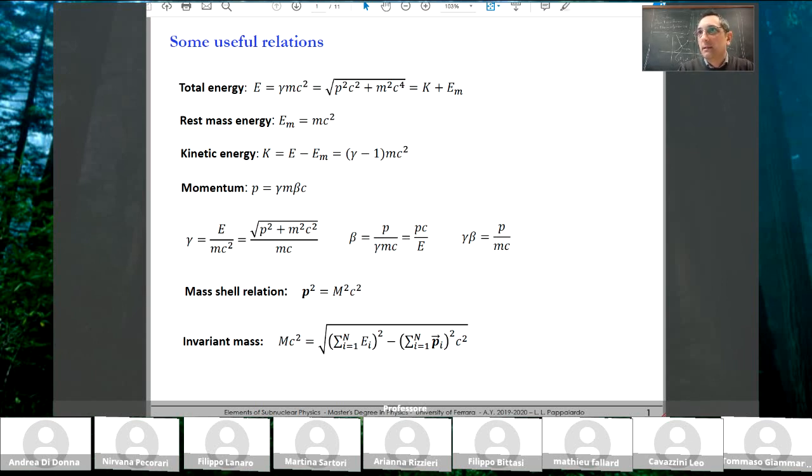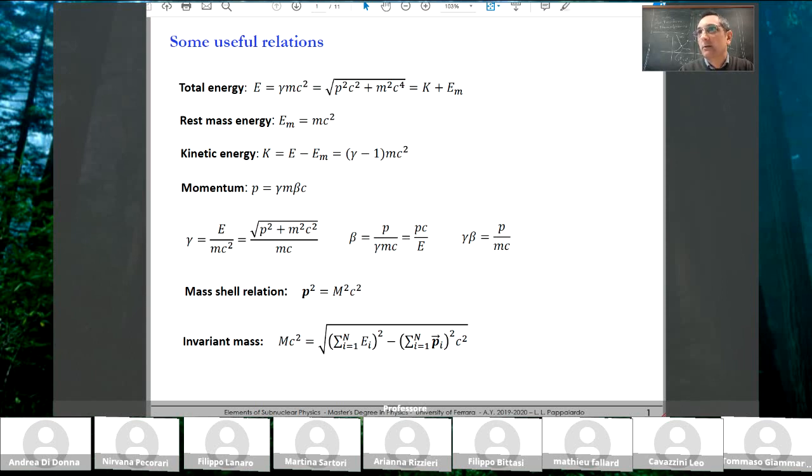So let me start with this slide where we just summarize the main results of the yesterday lesson. So this is the way we express the total energy in special relativity. It's gamma mc squared, where gamma is the Lorentz factor. And you know this we can also express as the square root of squared momentum and squared mass. And then in general, the total energy is given by the sum of the kinetic energy and the rest mass energy. So the rest mass energy is just E equal mc squared. And so you can obtain the kinetic energy just by difference. Okay, so the total minus the mass term, and you get the kinetic energy.